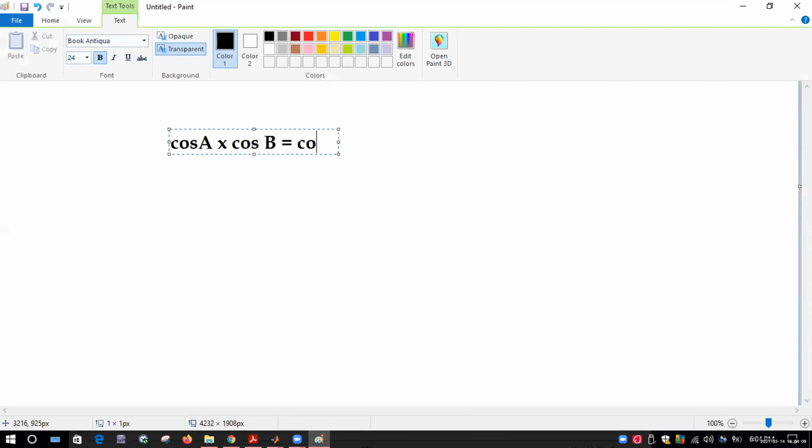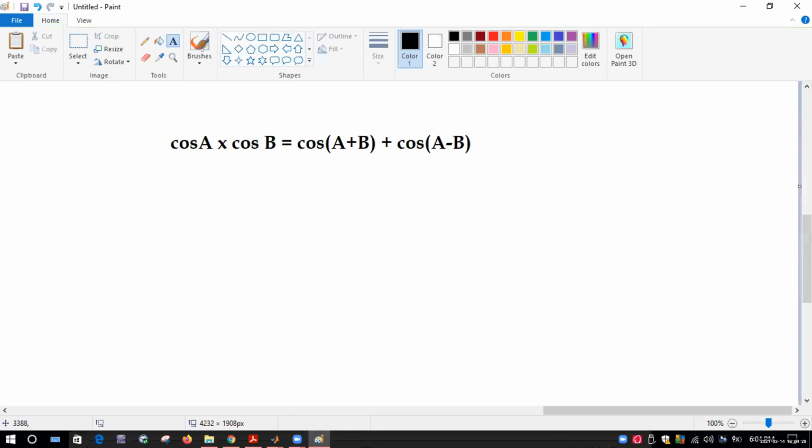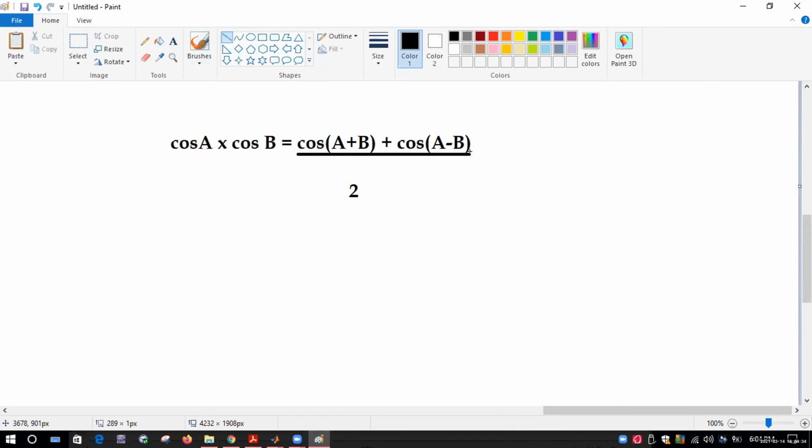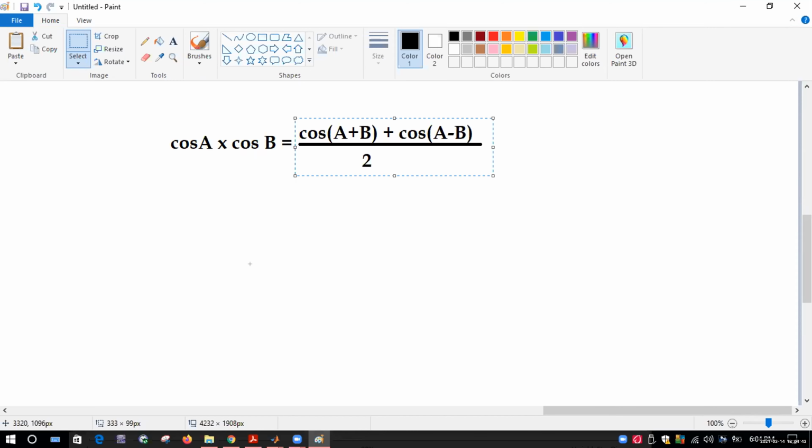Cosine of A plus B, right? Plus cosine of A minus B. Is it correct? But there is a division by 2. Are you with me? Yes, Mr. Sam. Yes, doctor. Right. So do you agree with this? Cosine A times cosine B is cosine of A plus B plus cosine of A minus B.